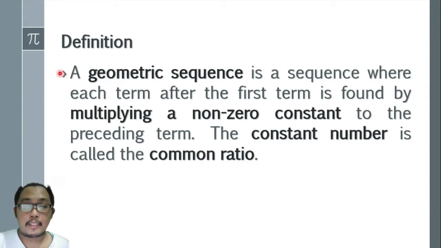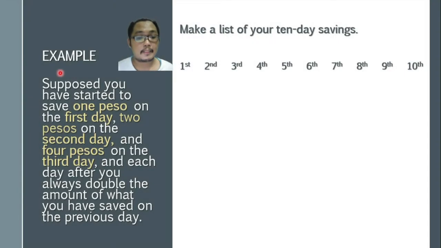Let us start with the definition of geometric sequence. A geometric sequence is a sequence where each new term after the first term is found by multiplying a non-zero constant to the preceding term. The constant number is called the common ratio. To further understand the definition of the geometric sequence, let us consider this example.